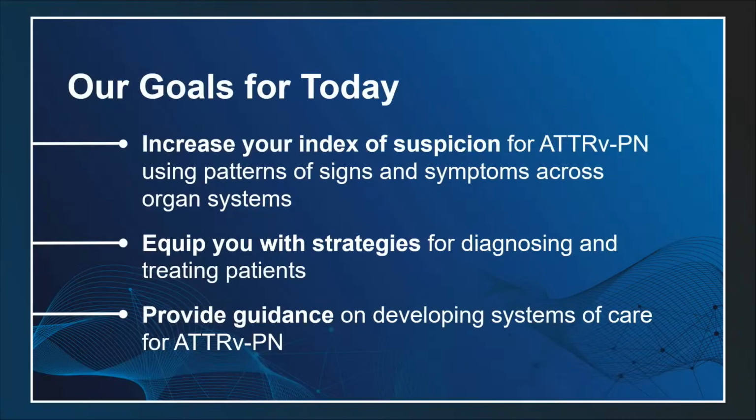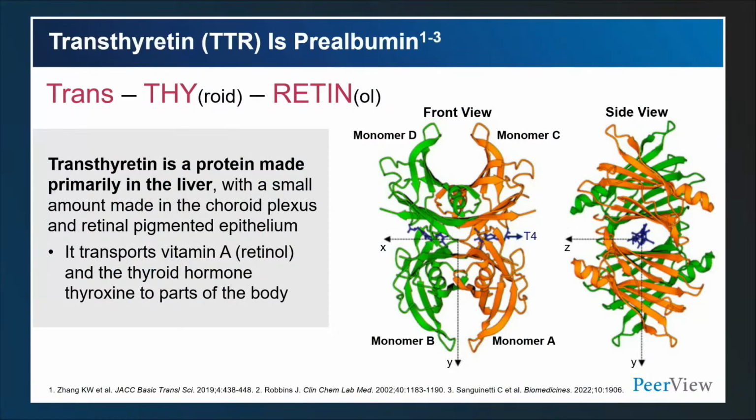So our goals for today are to increase your index of suspicion for ATTR-V polyneuropathy, using patterns of signs and symptoms across organ systems, equipped with strategies for diagnosing and treating patients, and then we're going to provide you with guidance on developing a system of care for ATTR-V polyneuropathy.